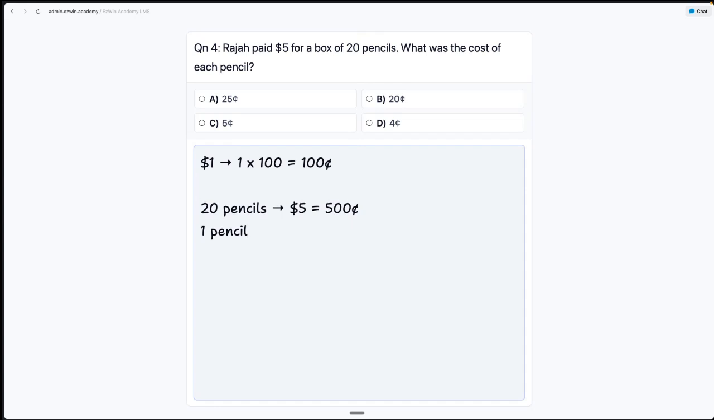So that means one pencil is equal to 500 divided by 20. We can cancel out the zeros over here, which will be 50 divided by 2, which is equal to 25 cents. There you go. So that's the answer for this question, 25 cents. All right, let's move on to the next question.